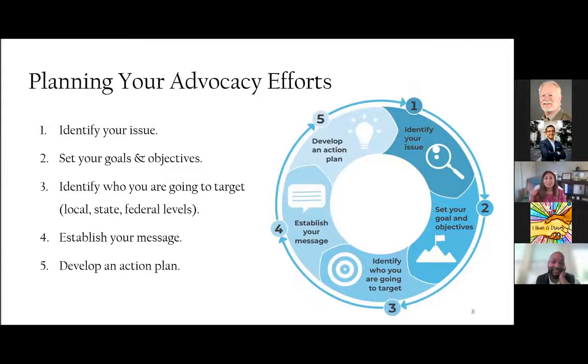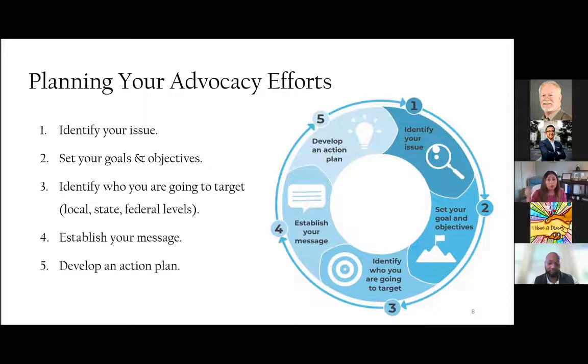Planning your advocacy efforts. So the things to identify first is identify your issue. What is the issue before you that needs to be addressed? What is the problem that has taken place? Is it housing? Is it EDD? Is it a lack of affordable housing or higher education? Is it a lack of seamless transitions between services as you're trying to provide support to families who need mental or social, emotional support systems? Identify the issue and set your goal and objectives.